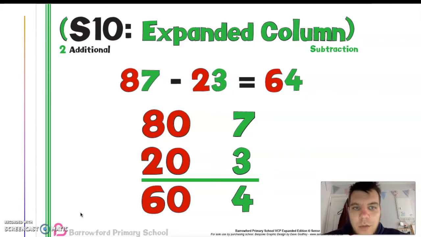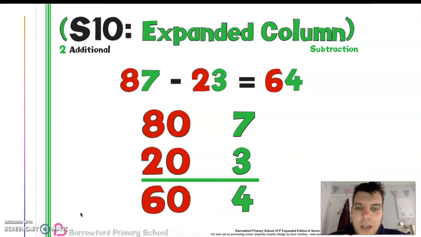They're really useful, all colour coordinated, and I'll talk you through them now. The expanded column subtraction method, a bit like the expanded column addition, gives us a bit more understanding about what's going on when we're doing column subtraction properly, which we'll look at tomorrow. So what we're going to do today is get the understanding, so when we do our column subtraction tomorrow, we know what's going on.